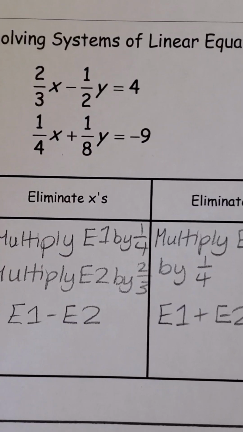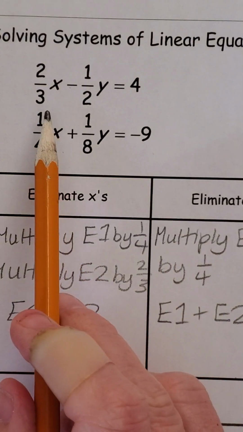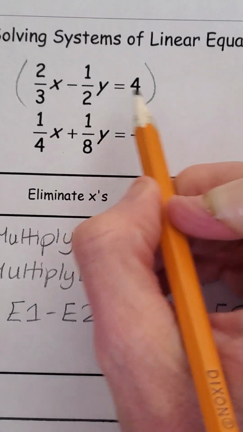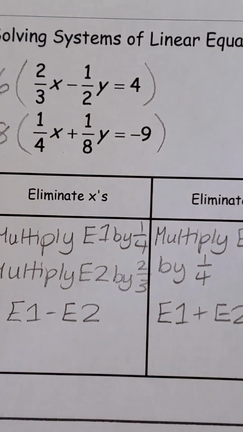So what we're going to do, and this is probably the most common way, is we're going to eliminate fractions. And we do that by multiplying by the lowest common denominator. So that's what we're going to do. And so we would multiply this by 6, right? And then we would multiply this by 8.